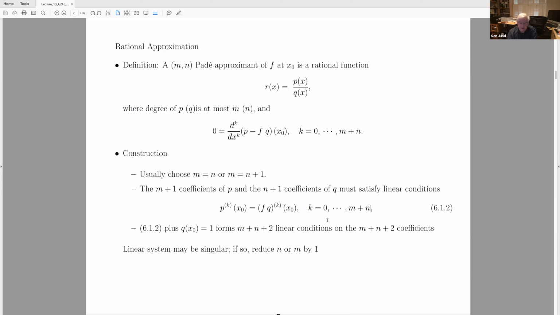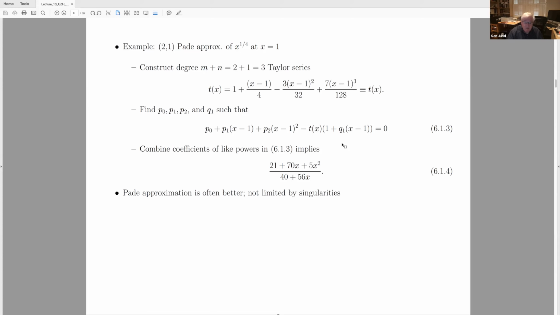Now, by the way, this system may be singular, which means there are multiple solutions. And so then what you do is you reduce the order of the polynomials that you're looking for to the point where you get a singular system. So basically, if this is a singular system, then what you want to do is just find the rational function of minimal polynomial degrees that solves this linear system of equations.